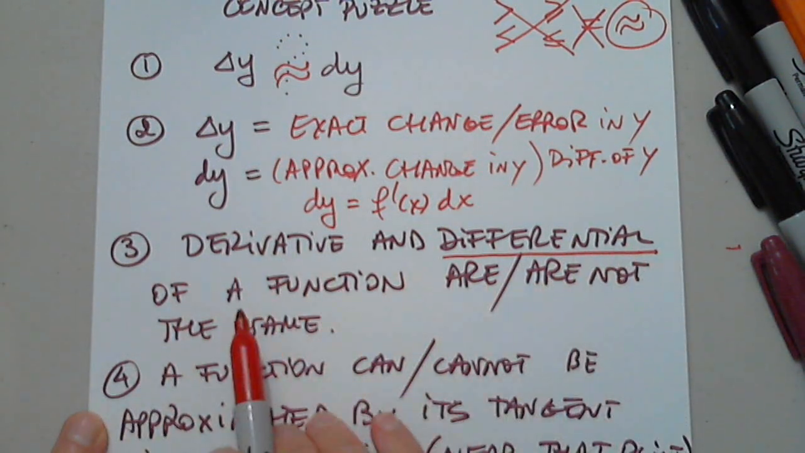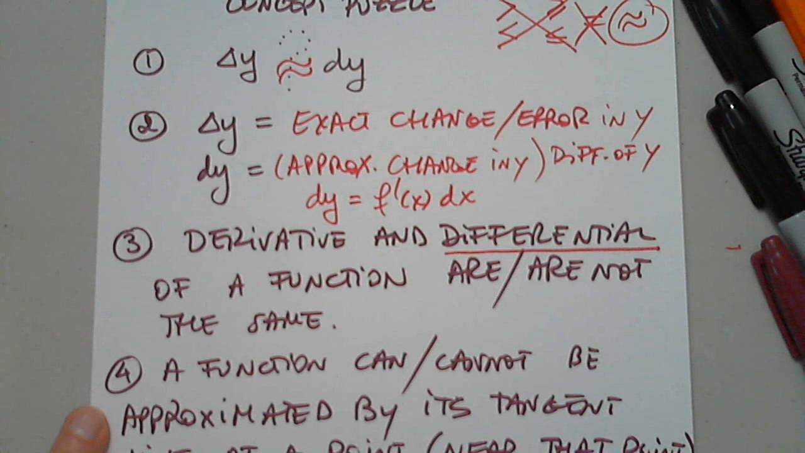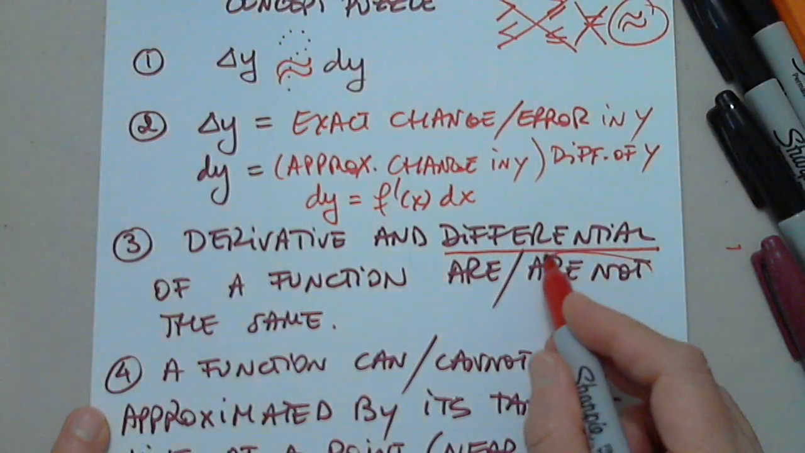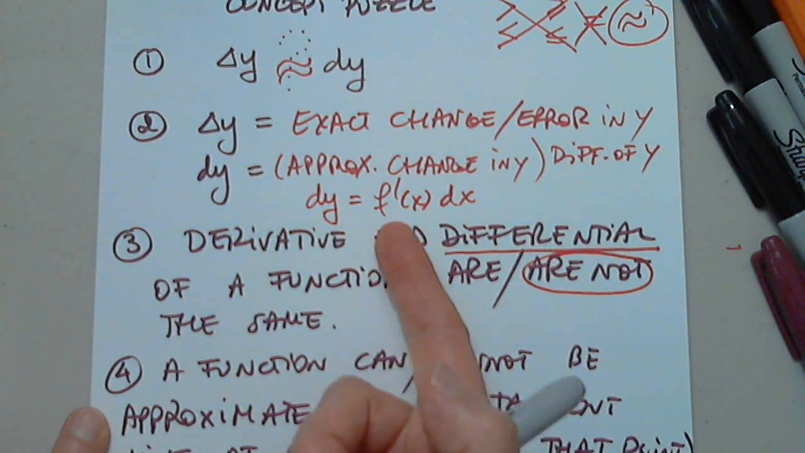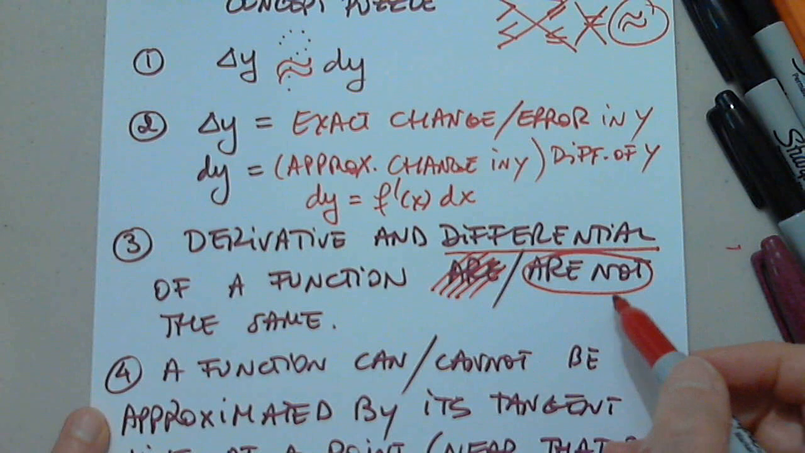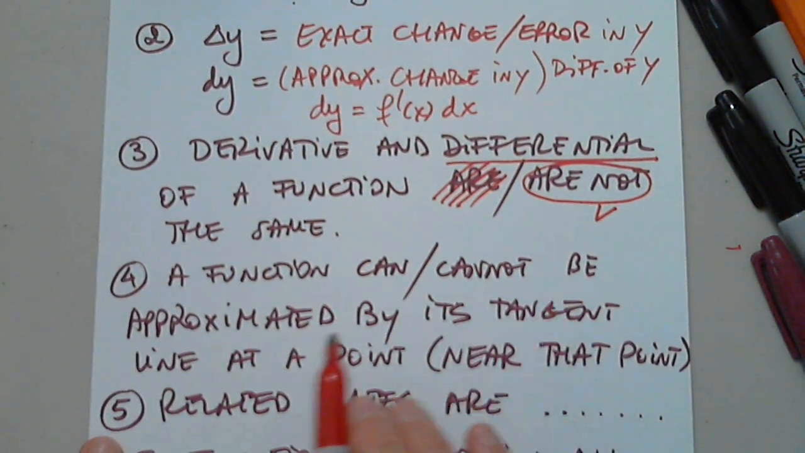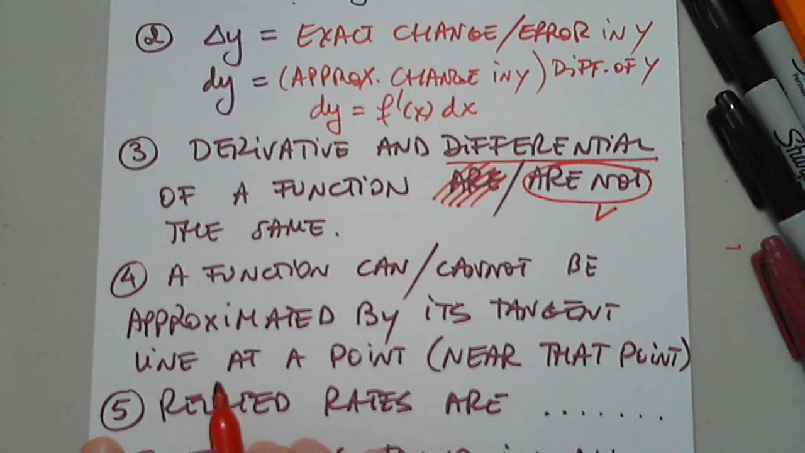Okay, item 3 here. Derivative and differential of a function are or are not the same. Are not. Very good. Of course they're not. The derivative is only this. The differential is this product. They are not. Perfect.